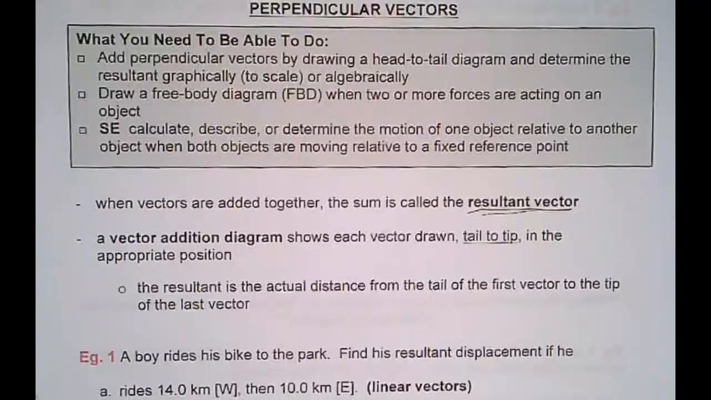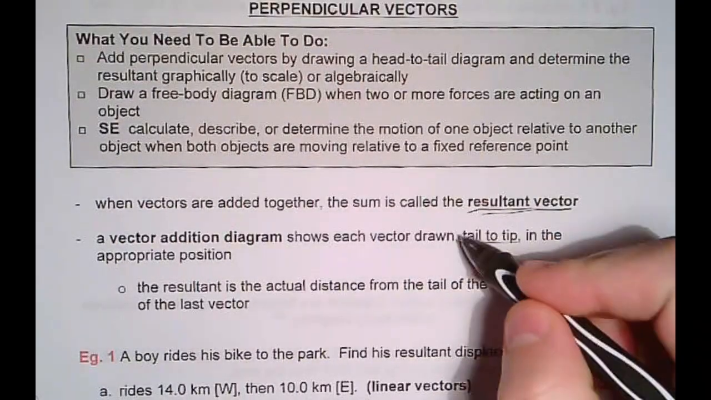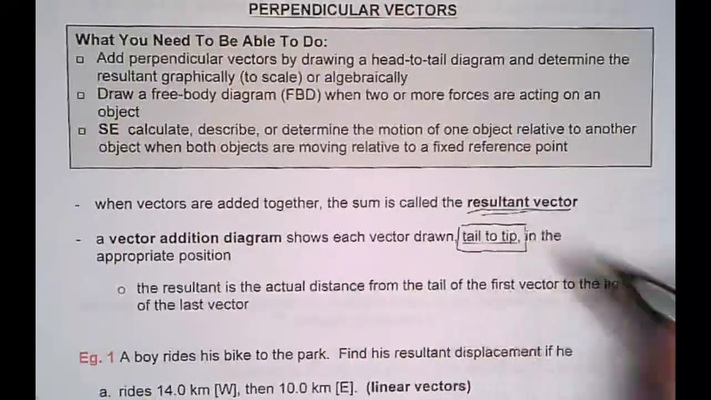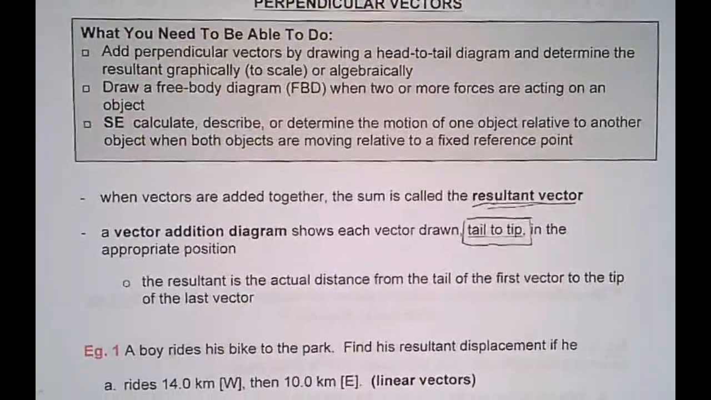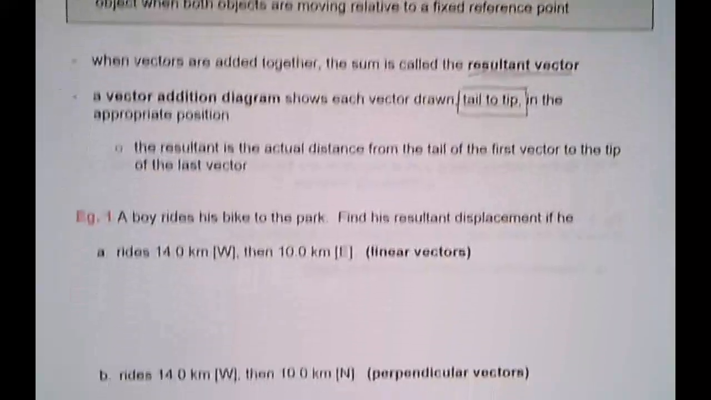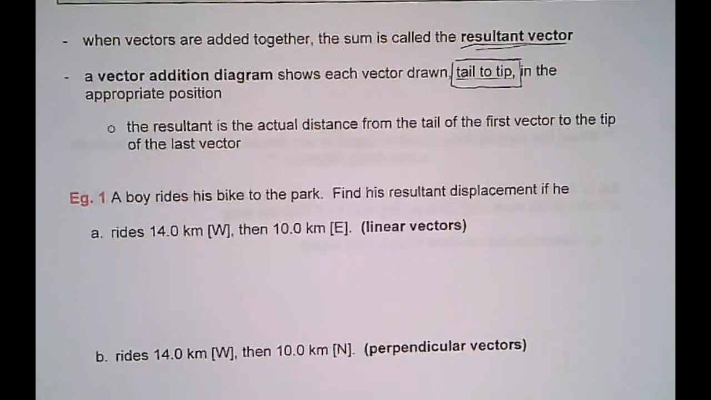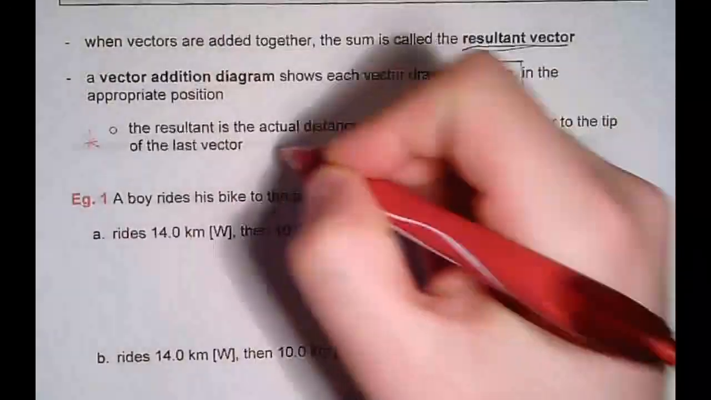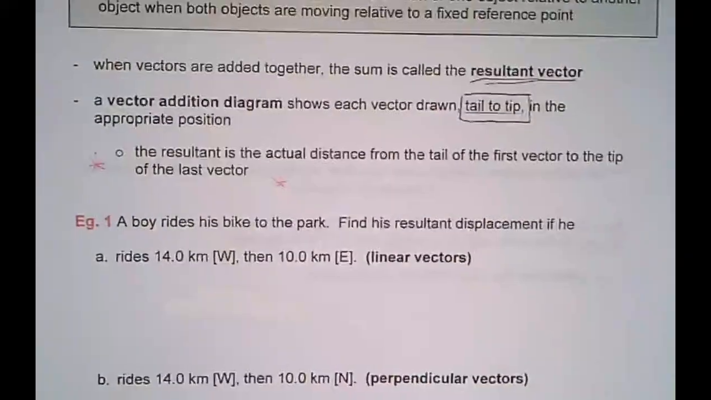In a vector addition diagram, each vector is drawn tail to tip in the appropriate position. You may read online some different strategies for finding this, but the one I like to use and the one that I find works the best is tail to tip. So the resultant vector is the actual distance from the tail of the first vector to the tip of the last vector. That is how tail to tip works.